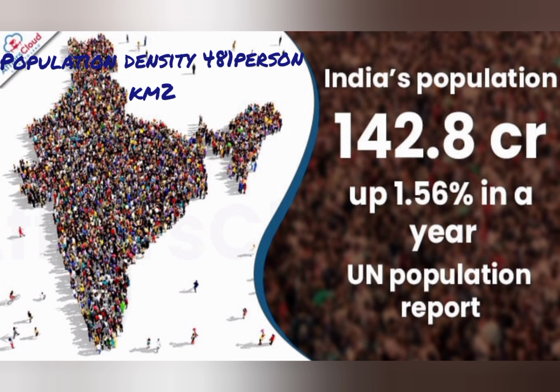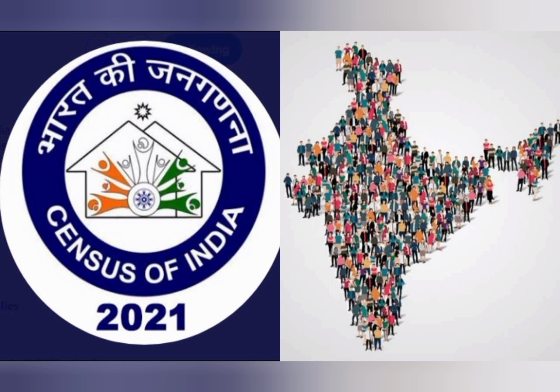The population density of India is 481 per square kilometer. If you see the world population, around 50.8% is male population, whereas only 49.6% is female population. So how do we get all this information about the population of any country, especially when I am talking in the context of India?